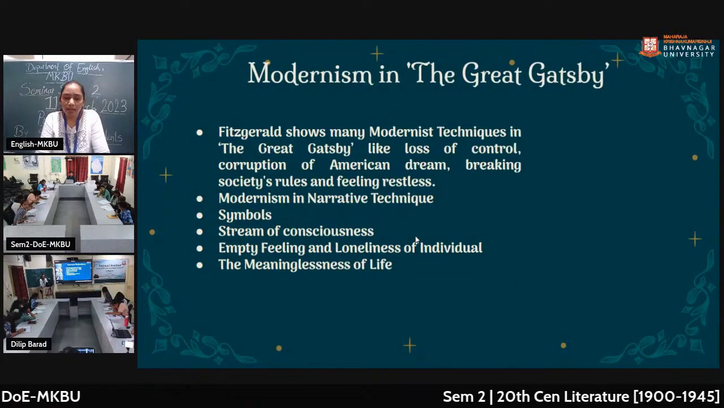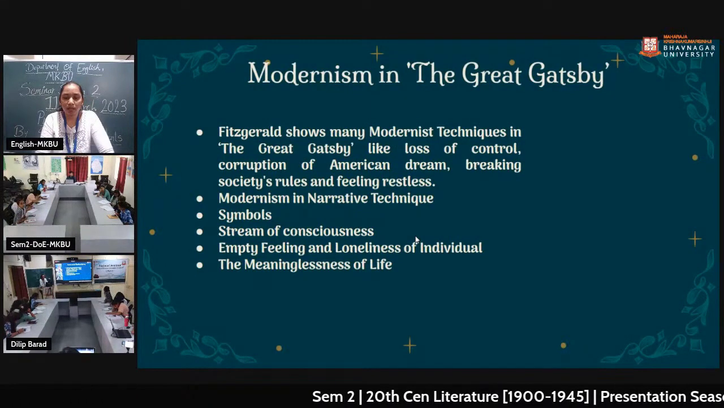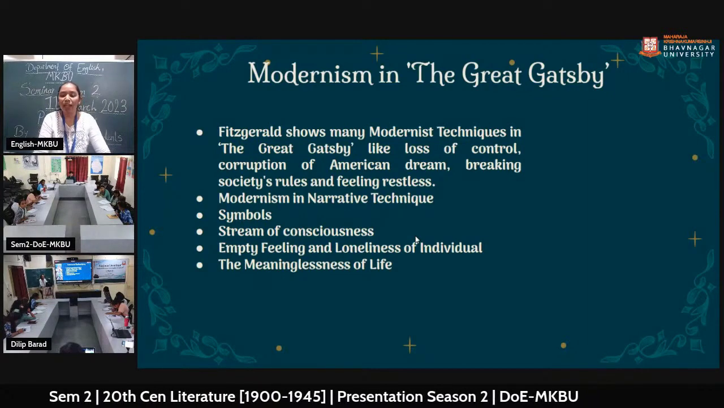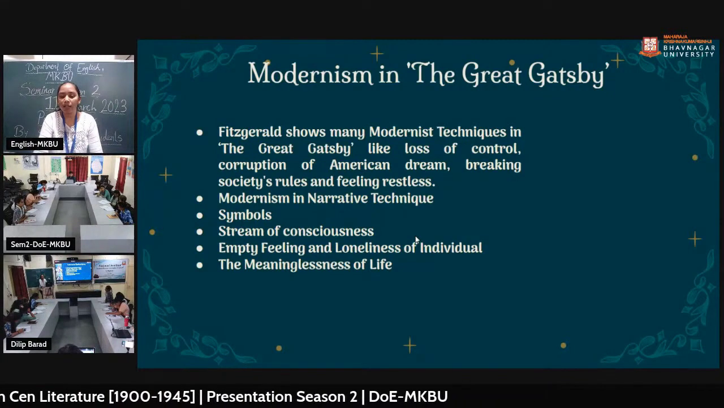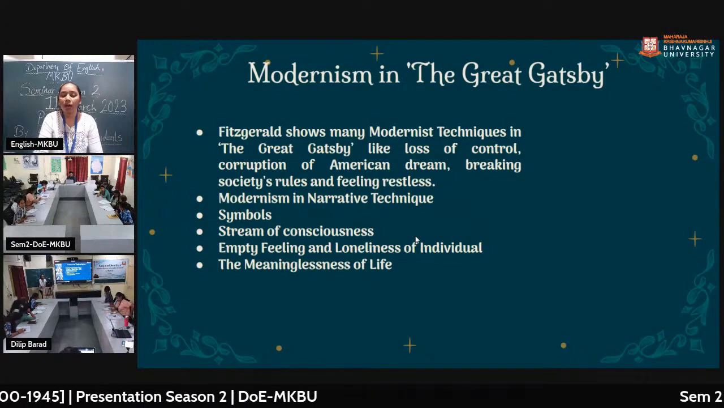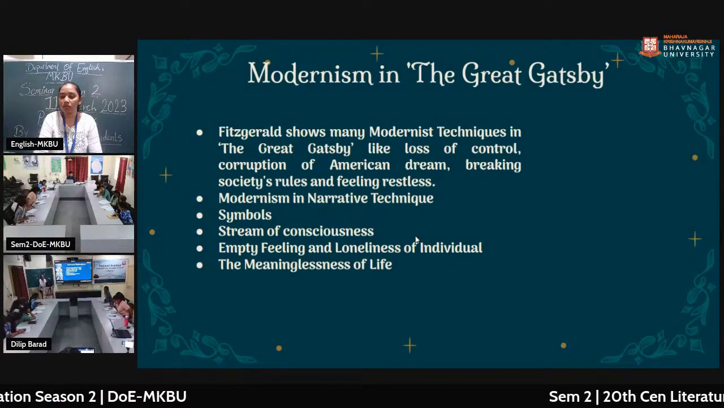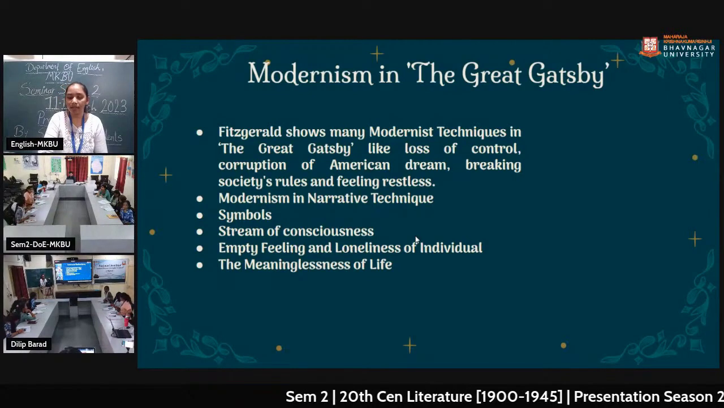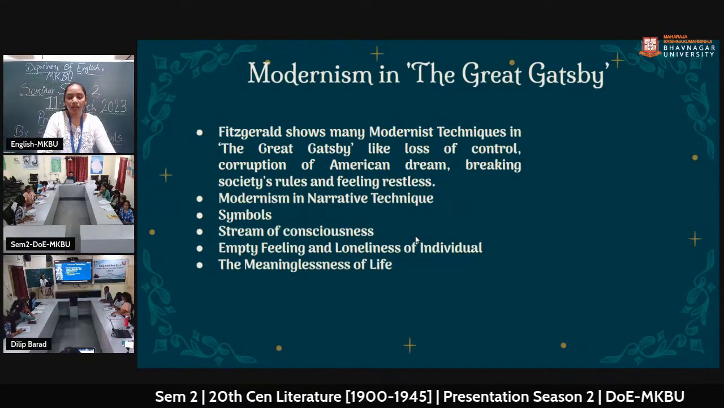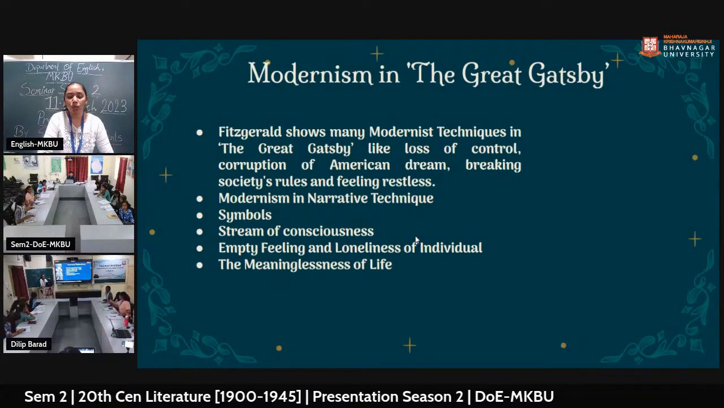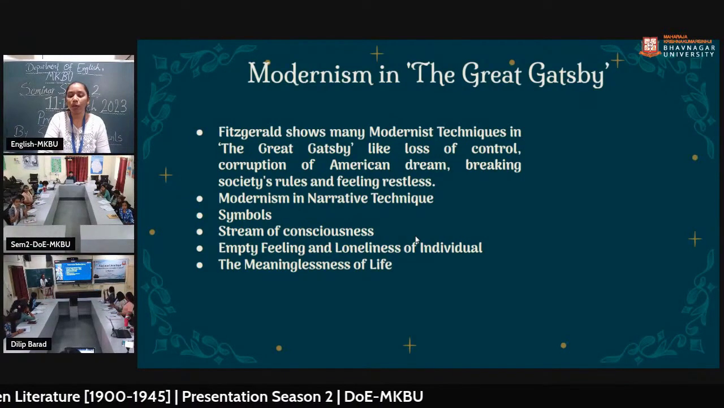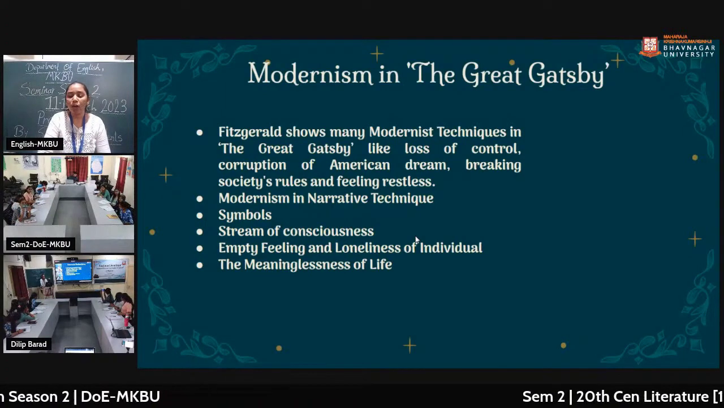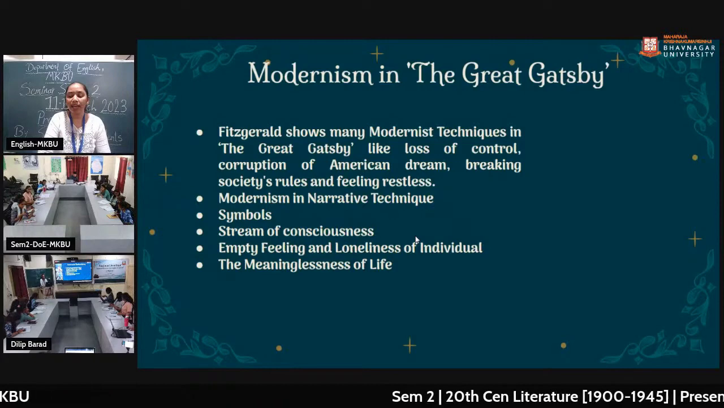Modernism in The Great Gatsby. This is the topic of my presentation. Fitzgerald shows many modernist techniques in The Great Gatsby, like loss of control, corruption of the American dream, breaking society's rules, and feeling restless. These are the points which I am going to discuss: modernism in narrative technique, symbols, stream of consciousness, empty feeling and loneliness of individuals, and the meaninglessness of life.